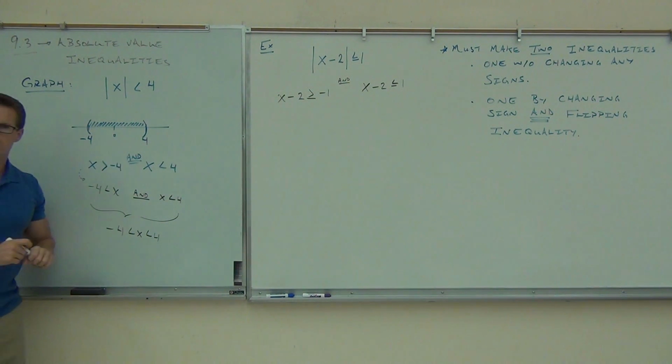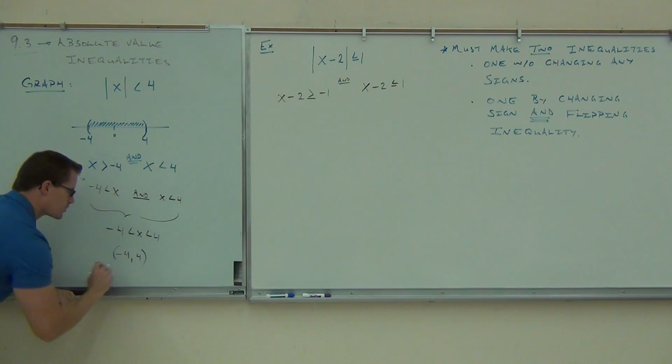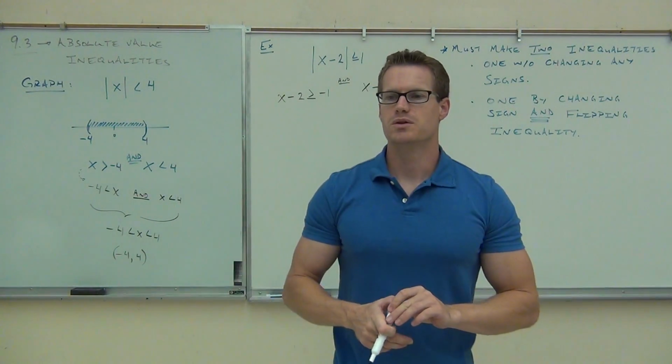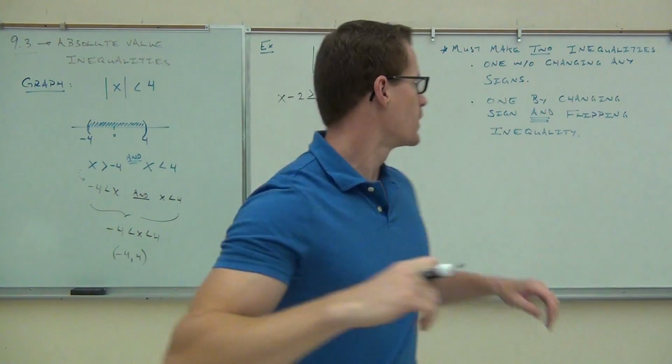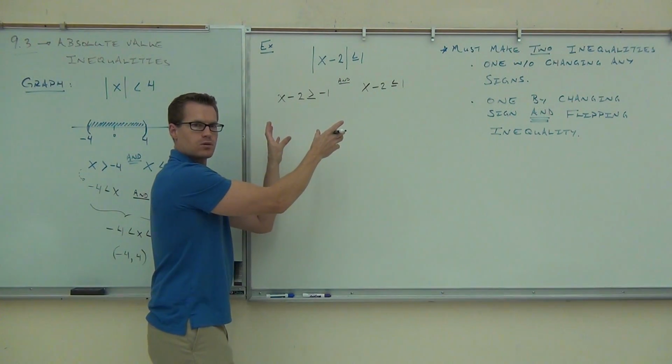In fact, we can do interval notation. This starts at negative 4. This goes to 4. We'll use parentheses because that is not equal to. But watch what we can do over here. This is kind of nice. We can do exactly the same thing here. I want you to follow along with me.